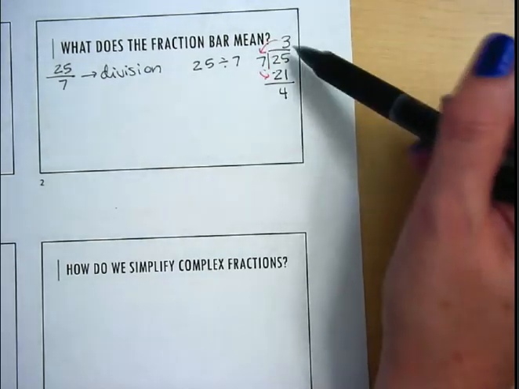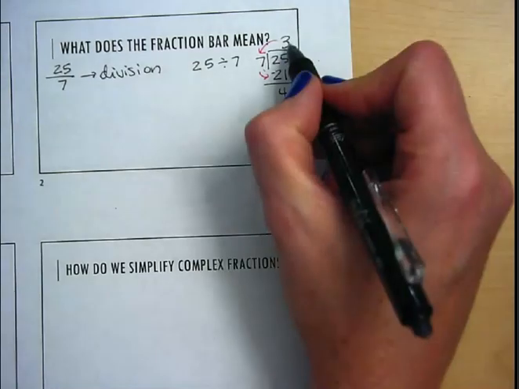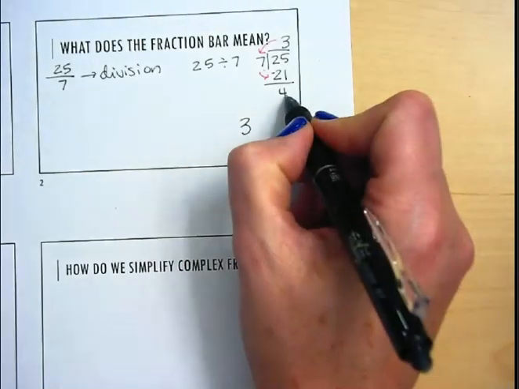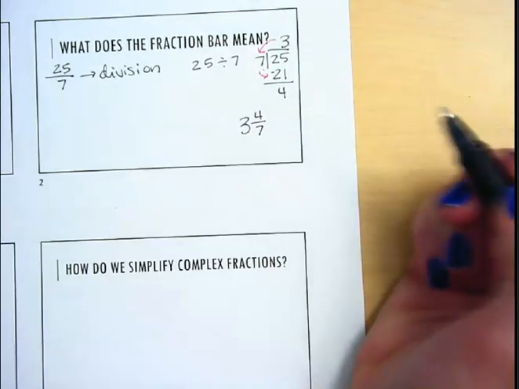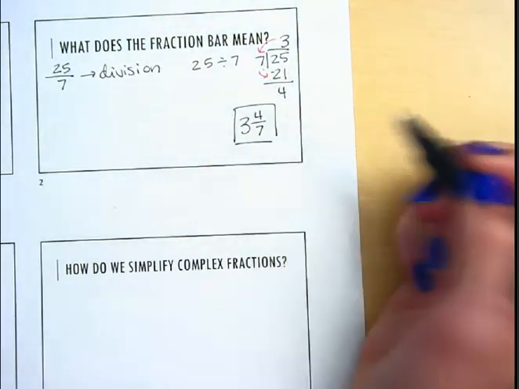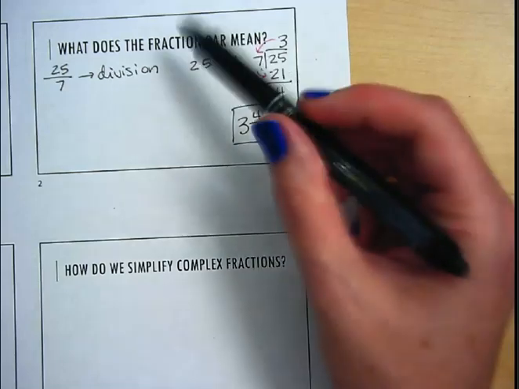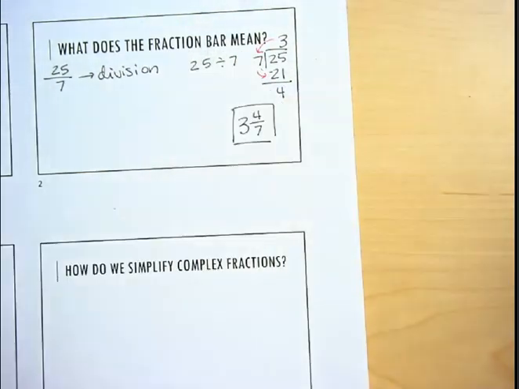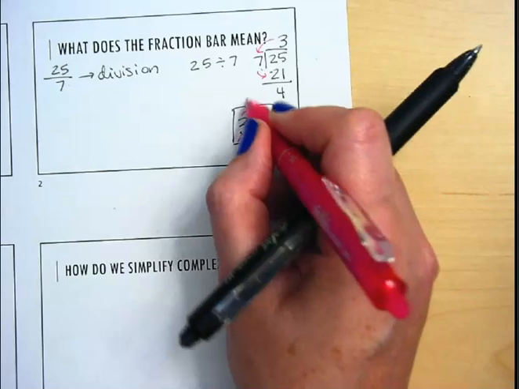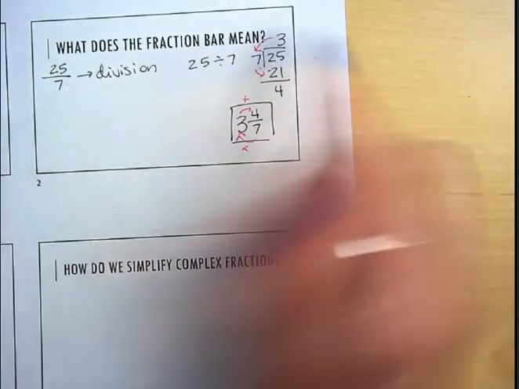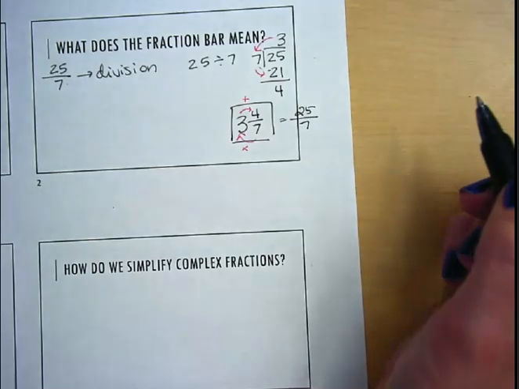And I can write this as a mixed number. Remember, that's a mixture of a whole number and a fraction, where 3 is the whole number part, the remainder 4 is the numerator, and the divisor 7 is my denominator. And just as some additional math, if I wanted to take this number and rewrite it back as an improper fraction, 25 over 7, I would do 7 times 3 plus 4. So 7 times 3 is 21, plus 4 is 25, and then I would have my denominator of 7.